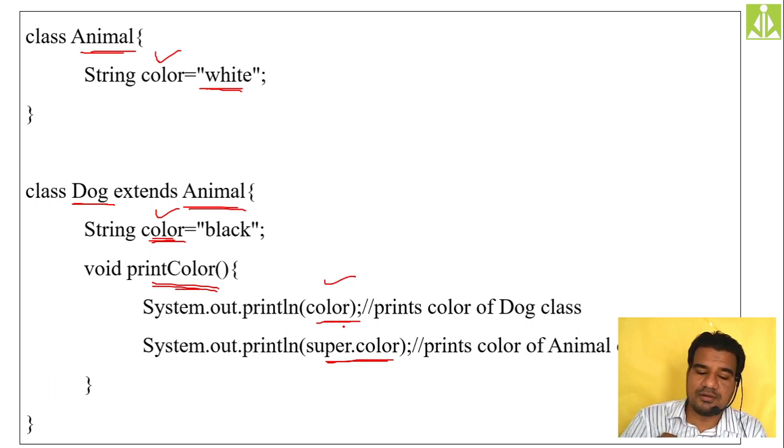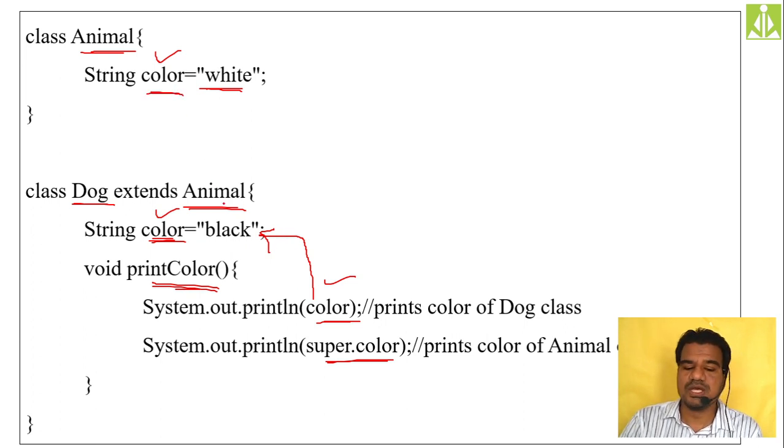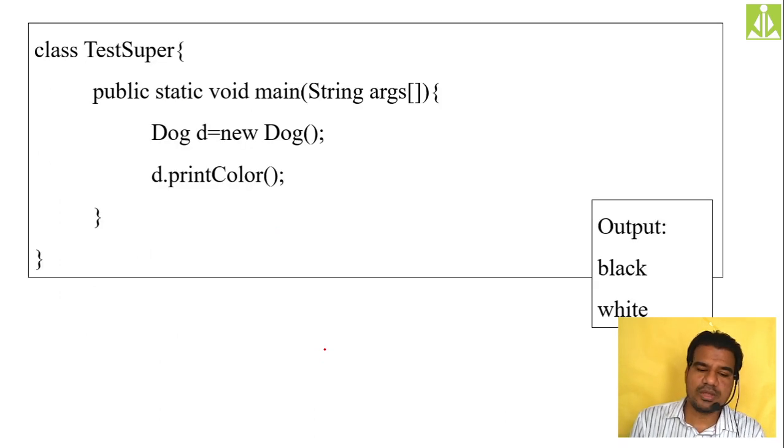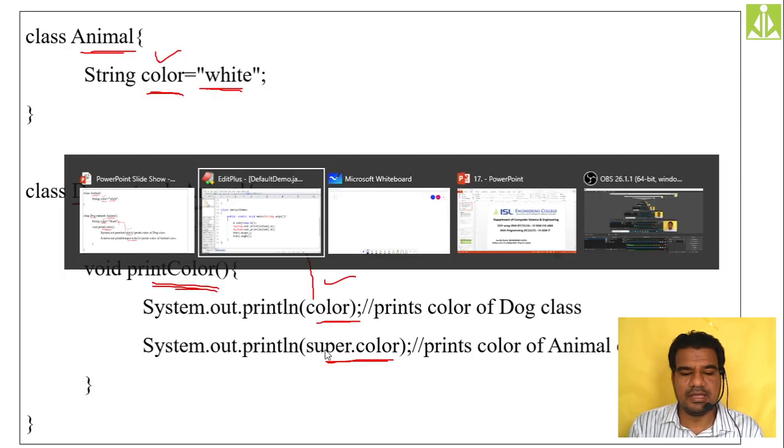Without super, what will happen? Suppose you are printing color without super, what will it do? It will print the immediate color only. It will print the immediate data member, I mean the current class data member. So how can you access this color? Using super. If you print the normal color, it will print this color. If you have the same name and you want to access the parent class, that is the superclass data member, then you have to depend on super. Here this super is acting like the superclass object. This I will show you with more clarity in my IDE.